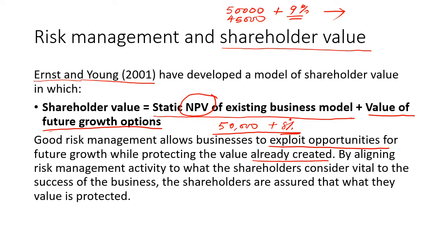By aligning risk management activities to what the shareholders consider vital to the success of the business, the shareholders are assured that what they value is protected. So in this process, the shareholder will be assured that his value, this net present value, is protected. Now management is working for the growth rate.